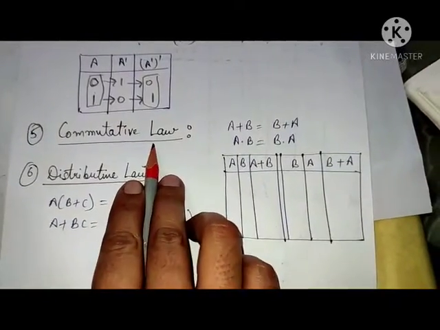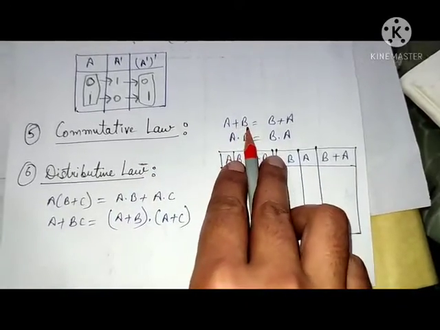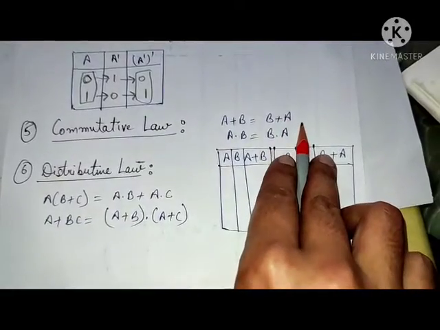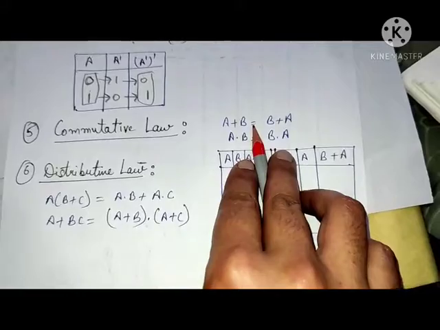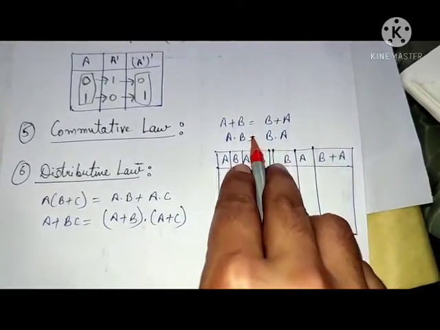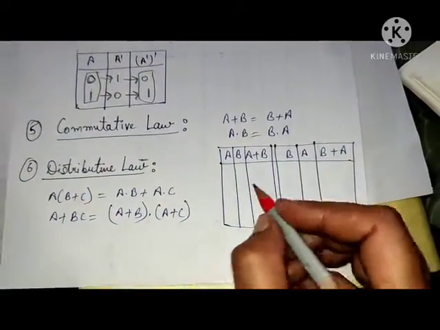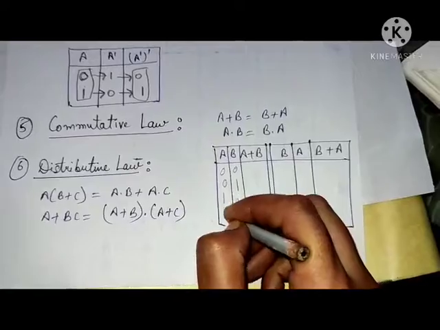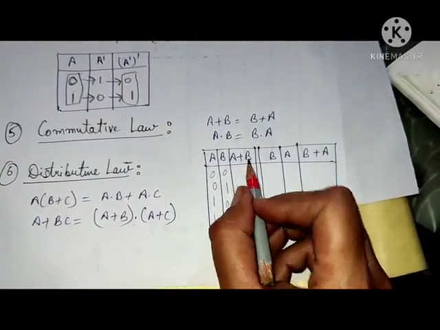Next is commutative law. Commutative law states that if we are adding a, b or b, a, the result is the same. The position of the variable doesn't matter in case of addition, in case of product also. So I am going to check this. There are two variables, so I am taking the 4 combinations of it. Now I am performing a plus b.